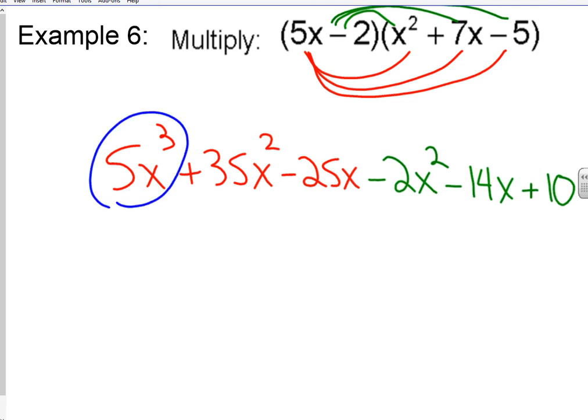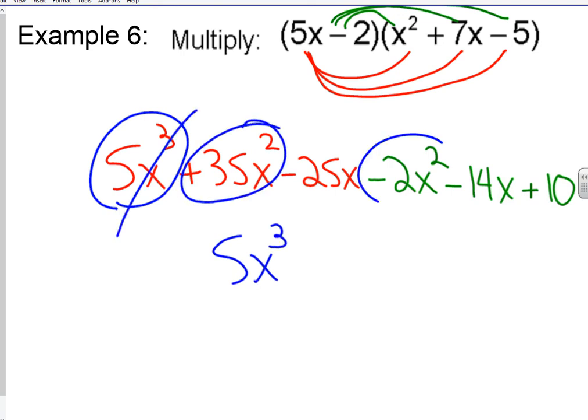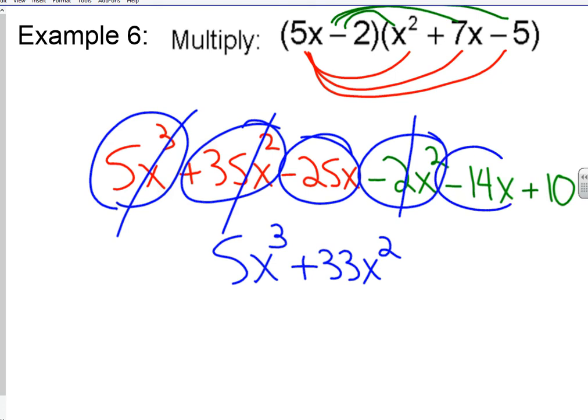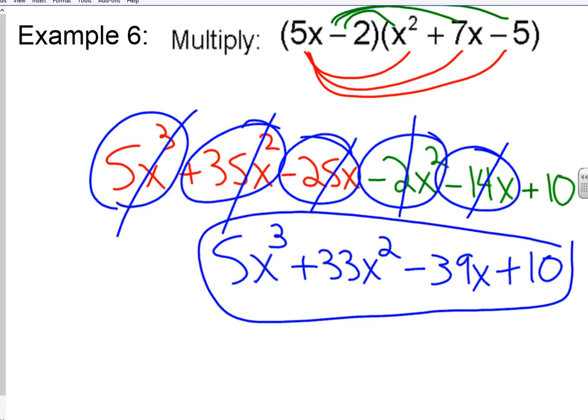Highest exponent, check for like terms, answer. Next highest exponent, check for like terms, 35 minus 2 is positive 33x squared. Next highest, check for like term, negative 25 minus 14 is negative 39x. And of course our 10, what's up? It goes right to our answer. Final answer for example 6.